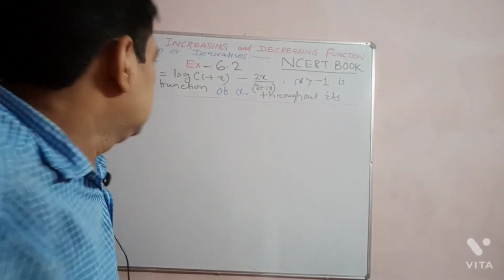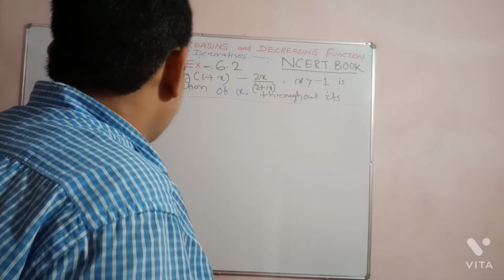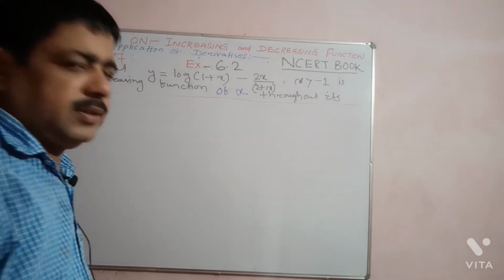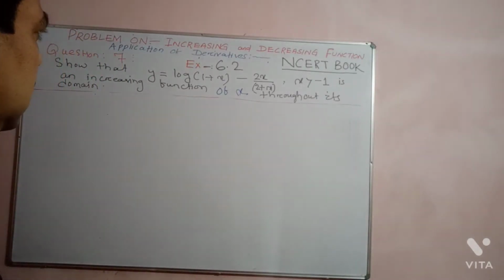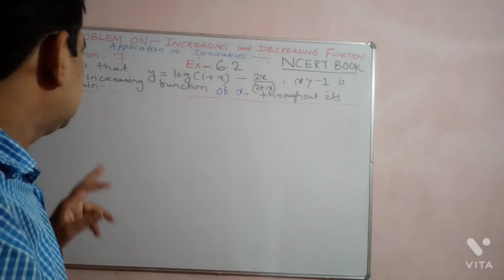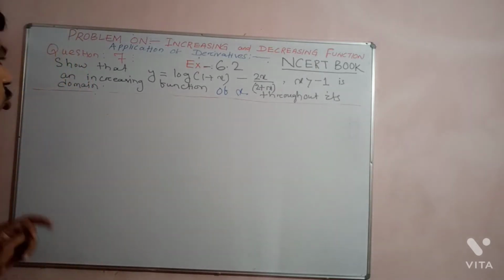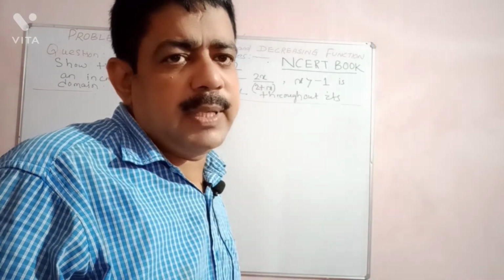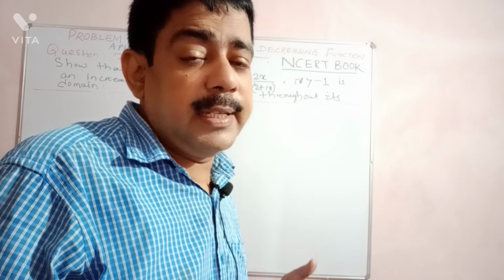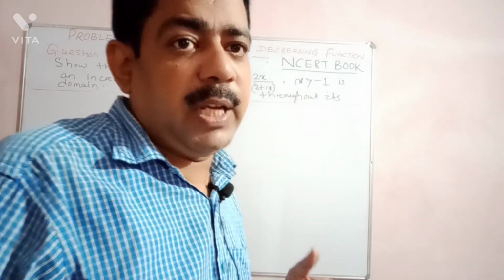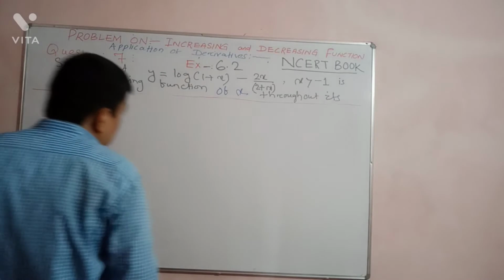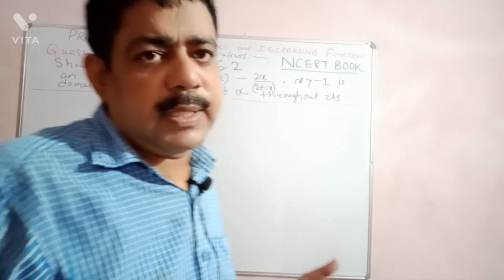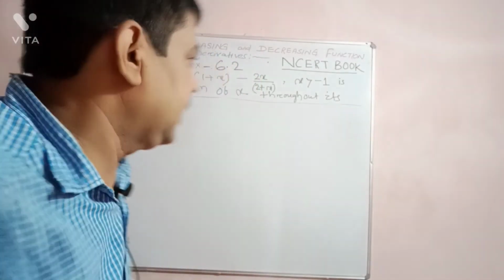The question is: show that y is equal to log(1 plus x) minus 2x divided by (2 plus x), where x is greater than minus 1, is an increasing function of x throughout its domain. It means we have to prove that the function is an increasing function when x is greater than minus 1, in every part of its domain.